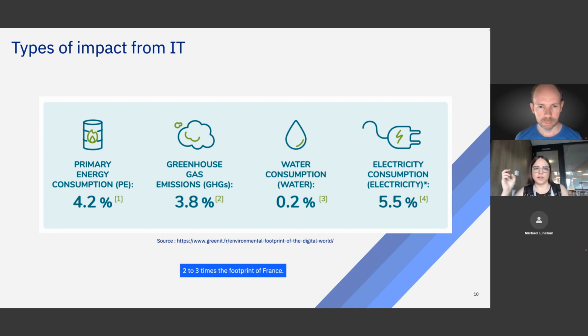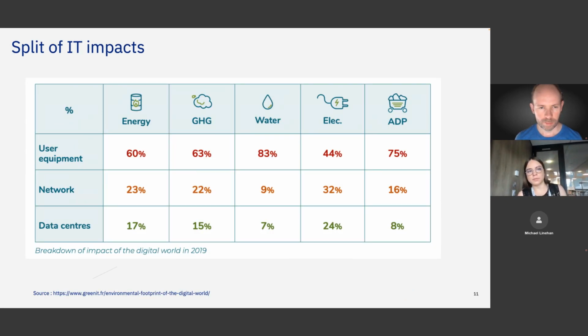But it's not just that. You have also different types of energy, and you have also the water consumption. So if you take into account the 4.2% of the energy consumption, it's 2 to 3 times the footprint of France. So it's massive if you think about it. And it might not come from where you think, because usually when people think of the impact of IT on the environment, the first thing we think about is data centers, but it really isn't.